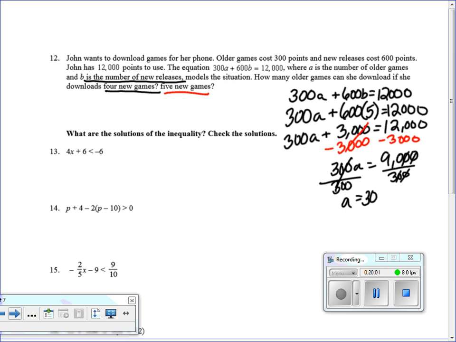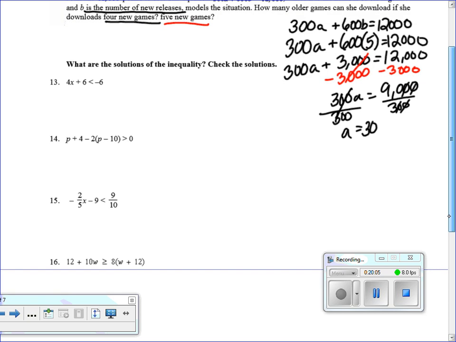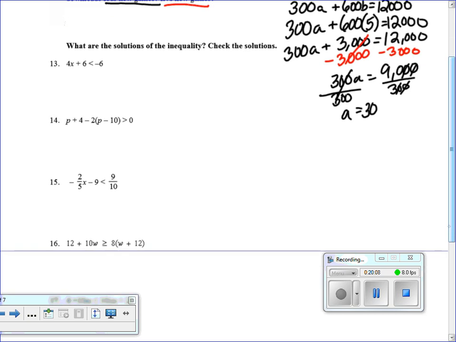Okay, looking at 13, it says, what are the solutions to the inequality? Check the solutions. So, we have an inequality. When we're solving inequalities, we do the same things that we do with equations. The biggest thing here is to remember that when you divide or multiply by a negative number, you need to reverse the inequality. So here we have 4x plus 6 is less than negative 6.